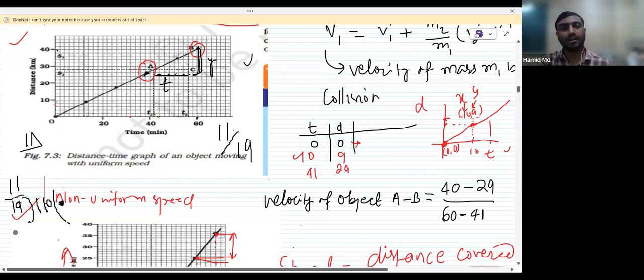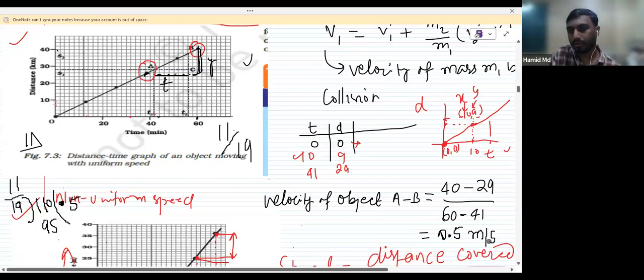Now recall the table of 19. How many times will it go? 19 fives are 95. So almost it is 0.5 meter per second. The velocity will be 0.5 meter per second, right? Clear?